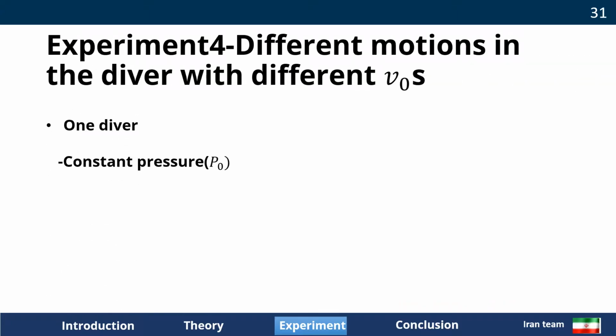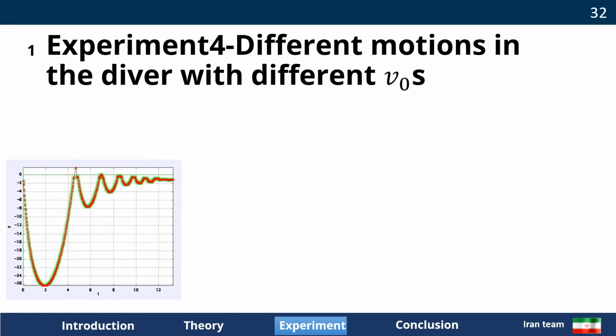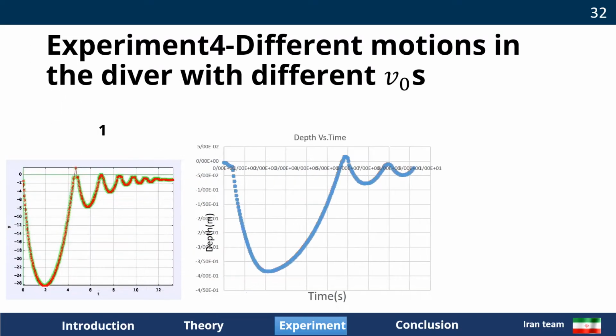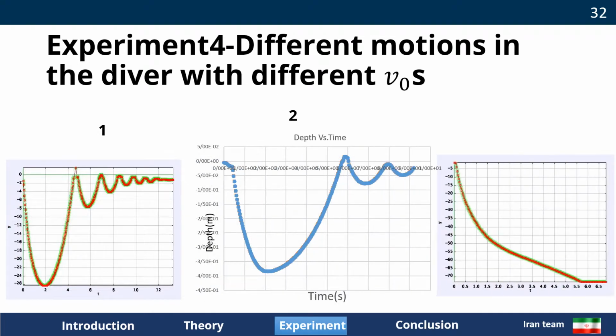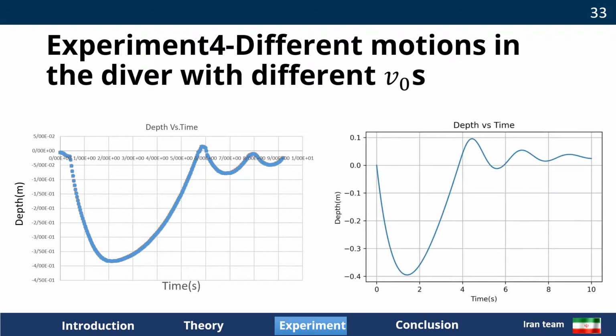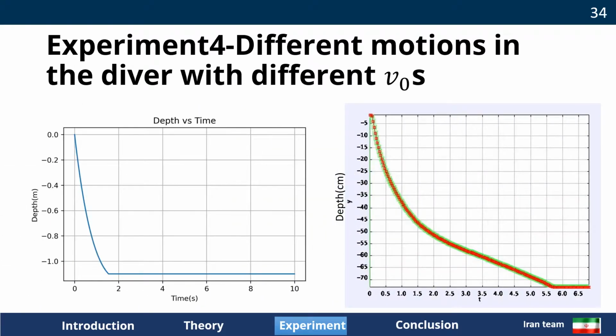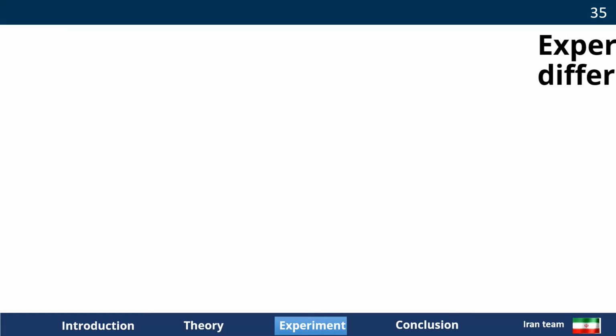In this experiment, we use one diver whose initial velocity we vary. This is the graph when the initial velocity of our diver is v1, when it's v2, and when it's v3. And if we compare the graphs from our experiment with the graph obtained from our theory, we can observe a good agreement. And if we do this comparison with v3, we can also observe a good agreement.